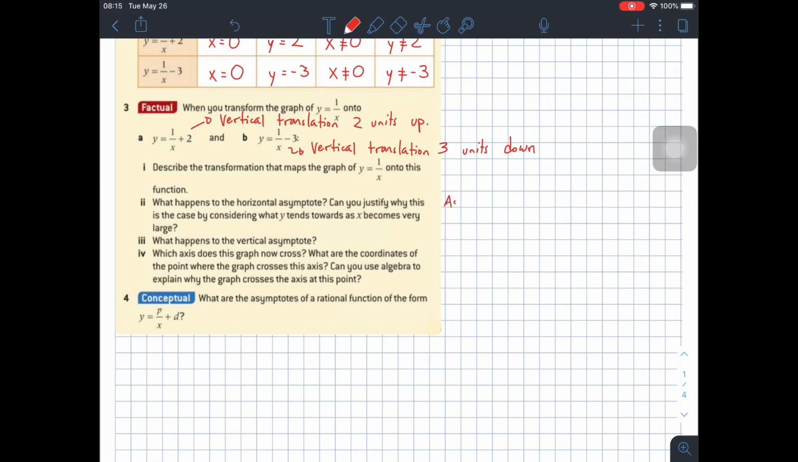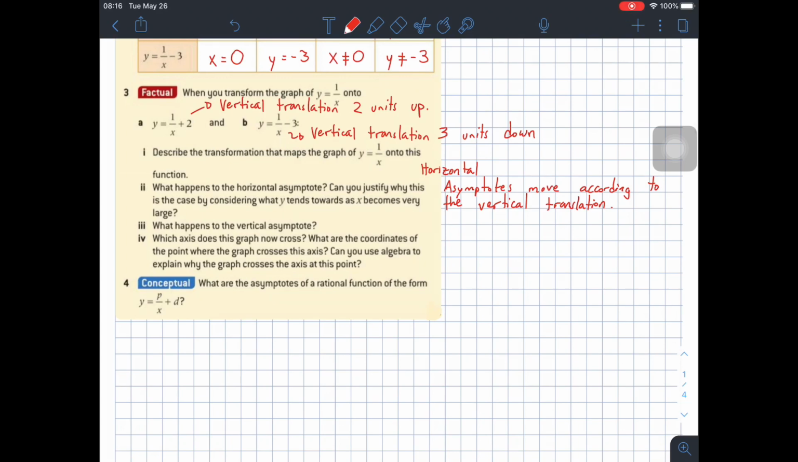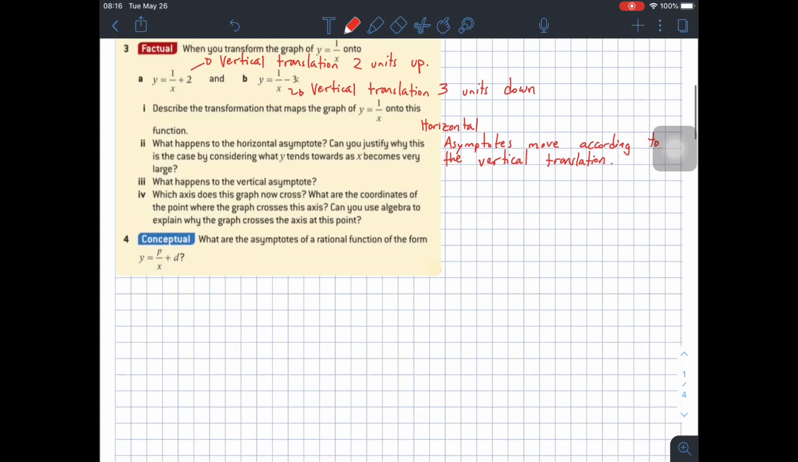So actually we're talking about horizontal asymptotes. Horizontal asymptotes move according to the vertical translation. That means if we move 2 units up, the horizontal asymptote moves 2 units up. If we move 3 units down, the horizontal asymptote moves 3 units down.